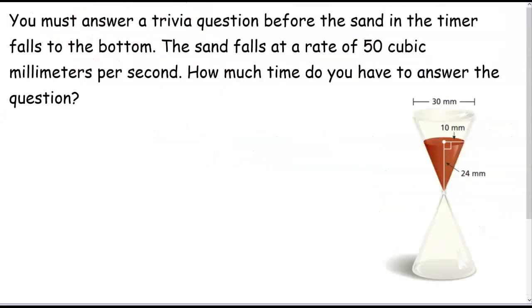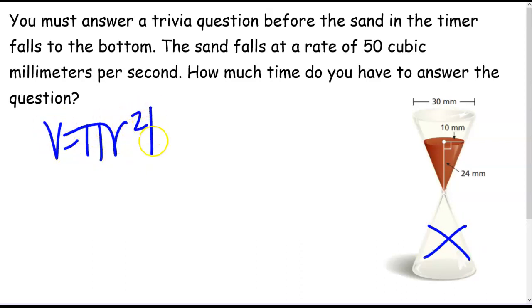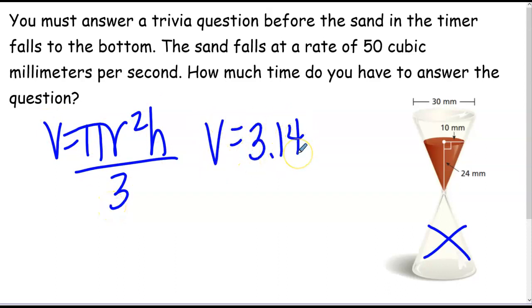All right, our last question. You must answer a trivia question before the sand in the timer falls to the bottom. The sand falls at a rate of 50 cubic millimeters per second. How much time do you have to answer the question? So I don't need to worry about this guy at the bottom at all. All I need to worry about is the cone on the top. Volume of a cone is pi r squared times height divided by 3. Let's fill that in. Volume equals 3.14. My radius, okay, I need to figure out just the sand. How much sand do I have? Well, it's going to be just 10 millimeters across.